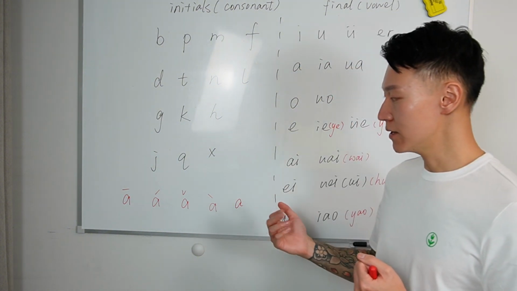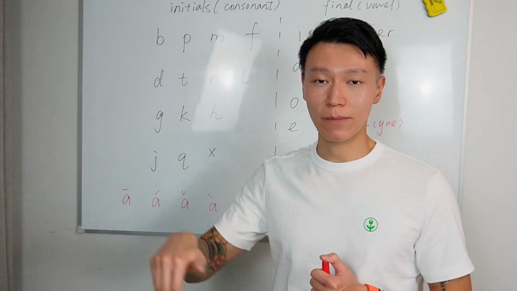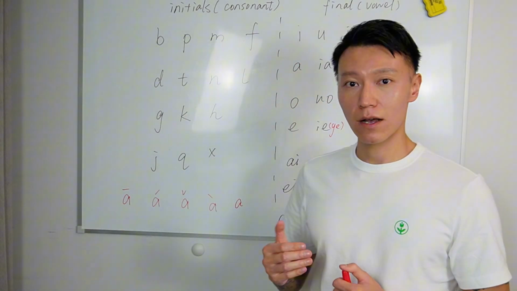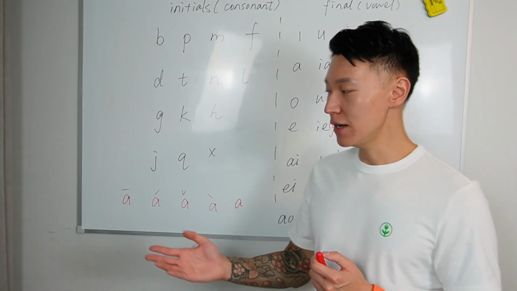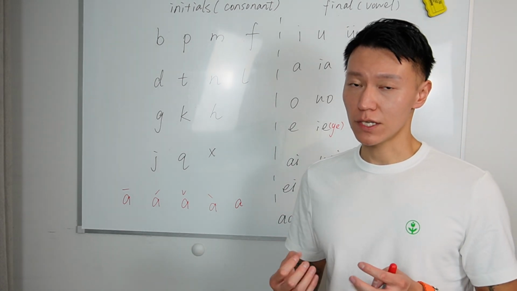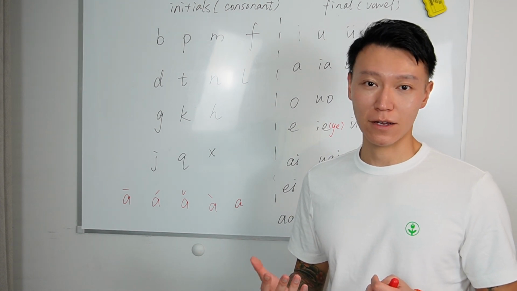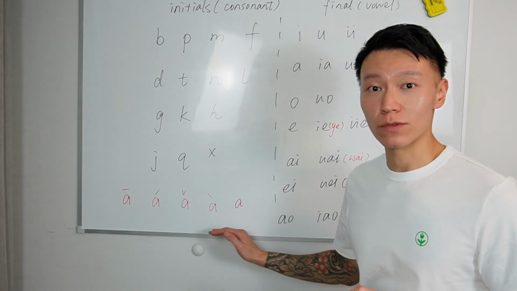Alright? And the last tone is the fourth tone. It starts high and then you drop it sharply. So it's like... And now let's look at the neutral tone. The neutral tone sounds very short and very lazy, just like... Alright, that's the 5 tones of Chinese.